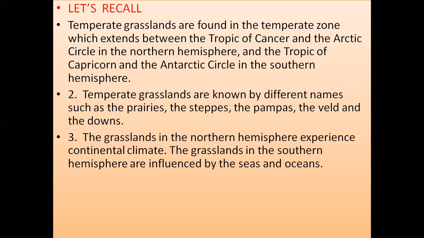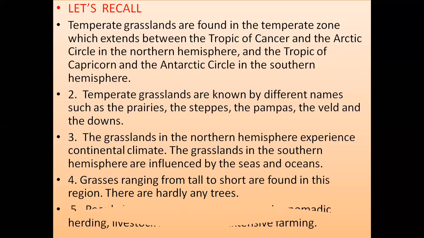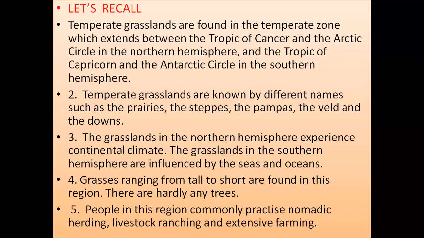Next, the grasslands in the northern hemisphere experience a continental climate. The grasslands in the southern hemisphere experience the influence of seas and oceans, in coastal areas. Grasses ranging from tall to short are found in this region: tall grass in the northern hemisphere and very short grass in the southern hemisphere. People in this region commonly practice nomadic herding, livestock ranching, and extensive farming. These are the things we learned in lesson number 7, the temperate zone.